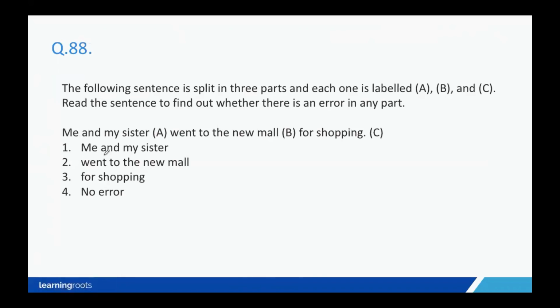Okay, what about this one? Me and my sister went to the new mall for shopping. You won't say me and my sister, you will say my sister and I. I went to the new mall for shopping, right? So you won't say me went to the new mall for shopping. So can't use me, have to use I. So my sister and I went to the new mall for shopping. So clearly the first part is again incorrect. Okay, A will be incorrect.